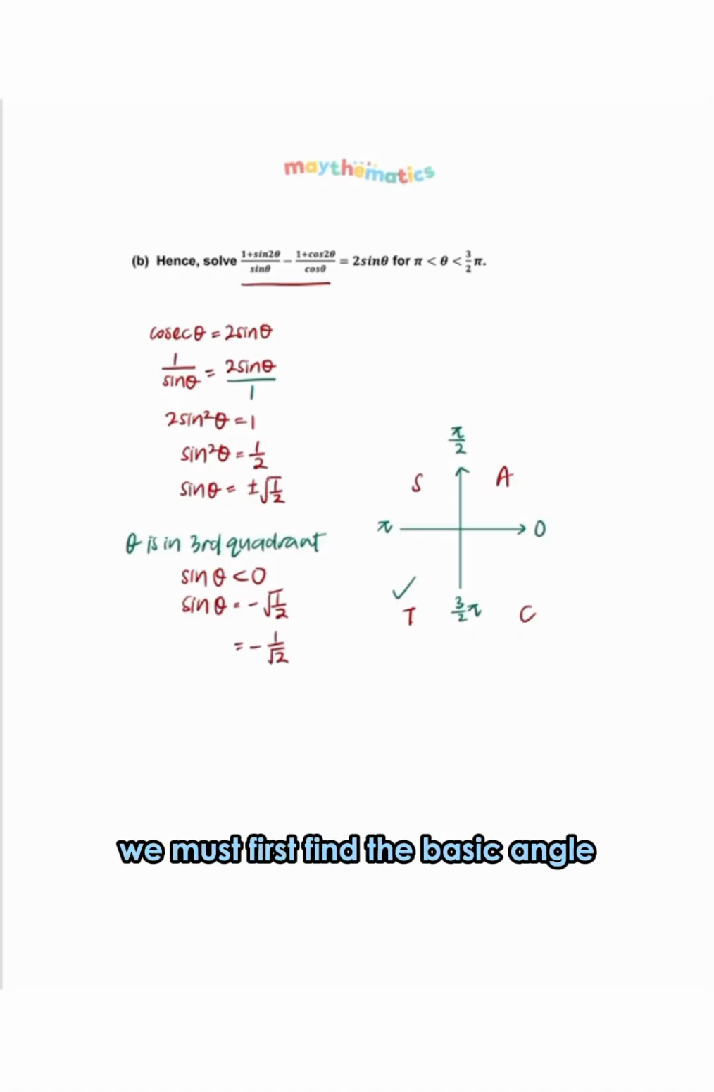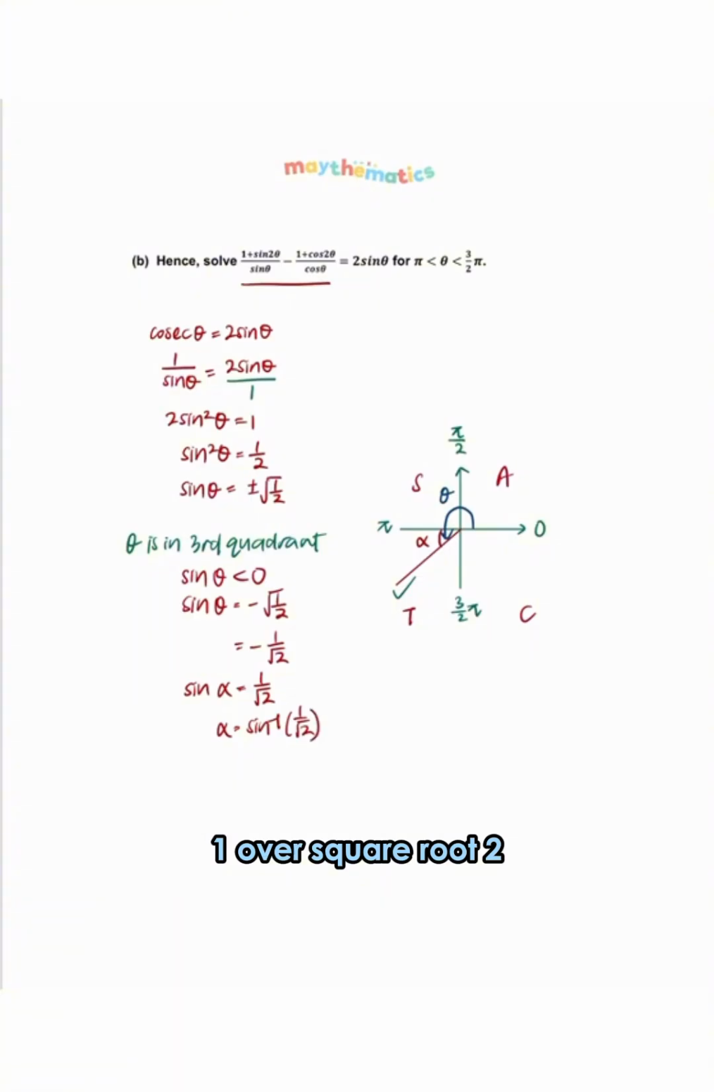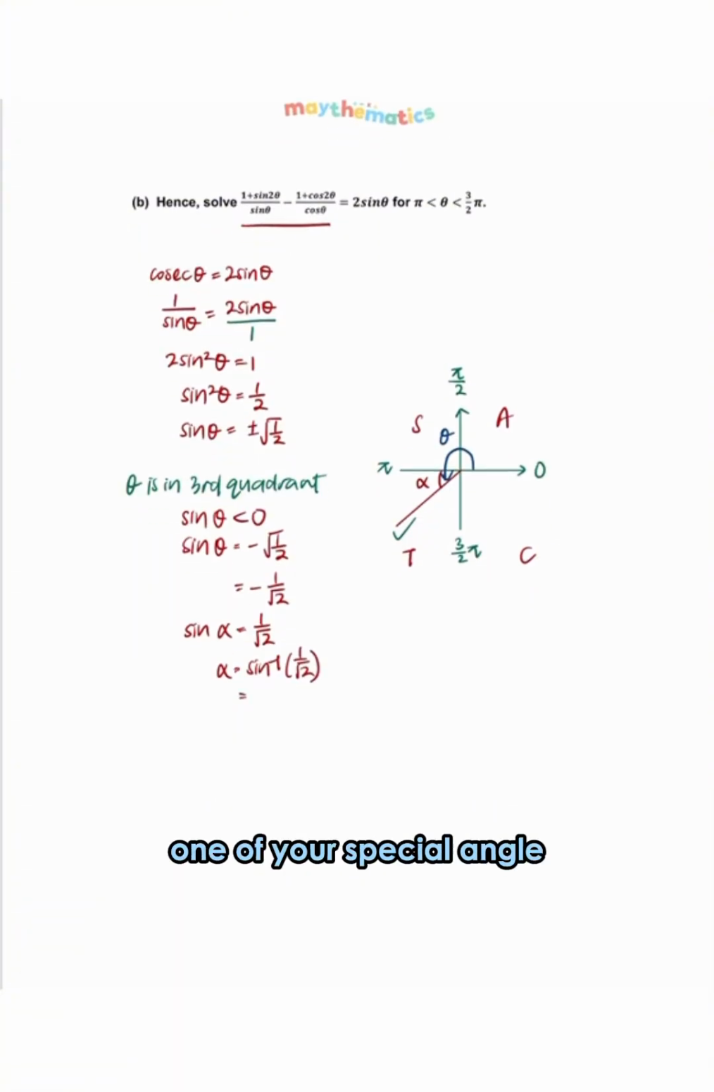To solve for theta, we must first find the basic angle. Given that theta is in the third quadrant, your basic angle is alpha over here, and this is the size of your theta. So first, to find your basic angle, we have sine alpha is positive 1 over square root 2, and alpha here is sine inverse of 1 over square root 2. Okay, this is actually one of your special angles, which will give me pi over 4. So now to find theta, we can see that it is actually pi plus your basic angle here. So we have pi plus pi over 4, which will give me 5 pi over 4. So this will be your answer.